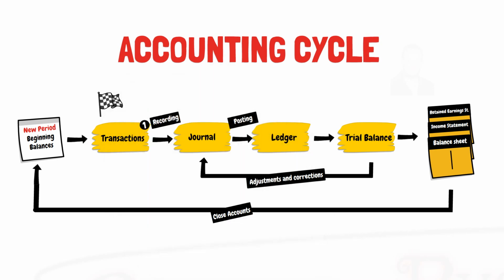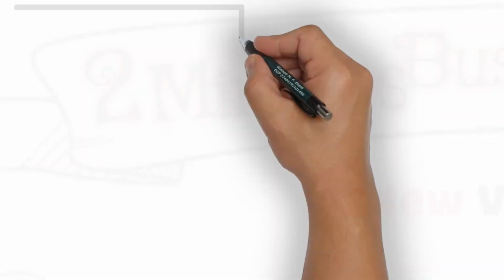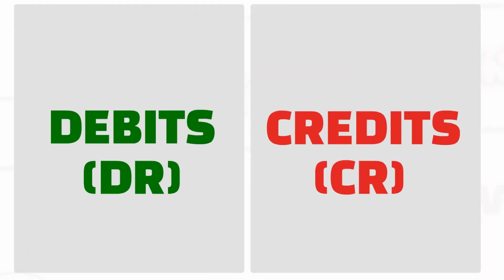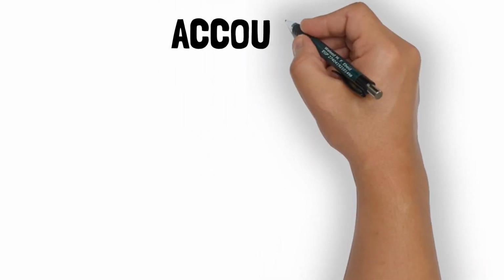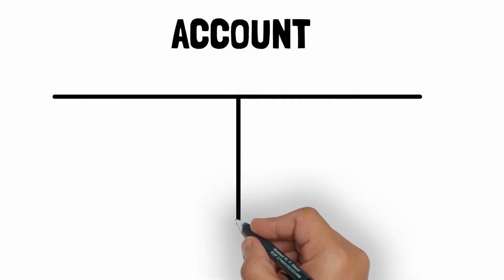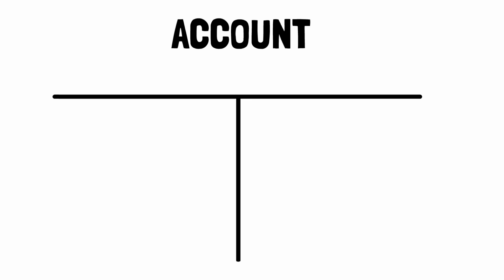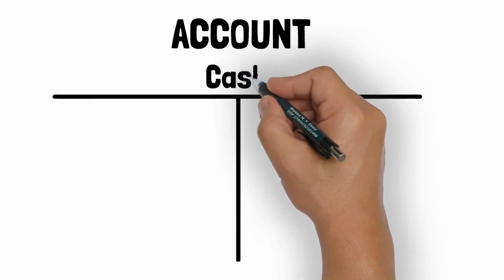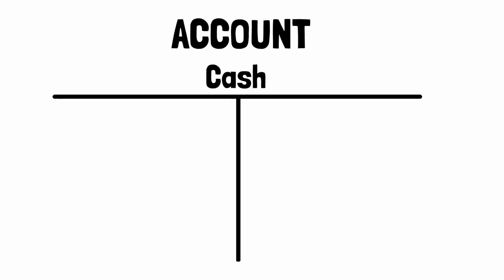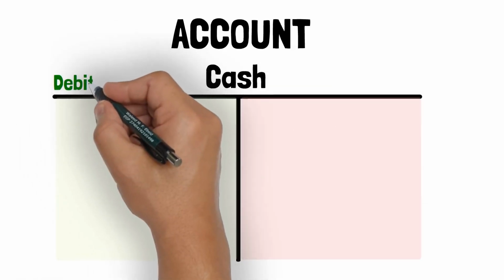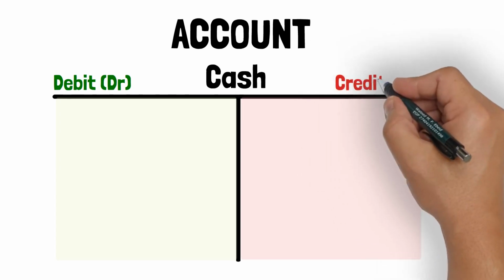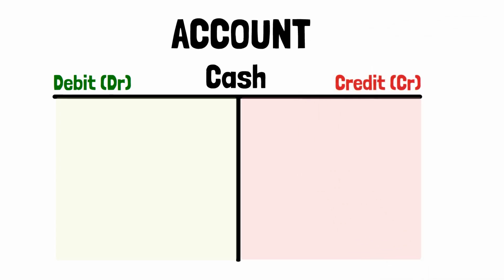The first step in the accounting cycle is to record the transaction, and to do that, you should understand something called debits and credits. Accountants record transactions in accounts. A T-form template is used to represent an account. The account name is written over the T-form here. Every account has two sides. They call the left side of the account the debit side, and the right side the credit side.